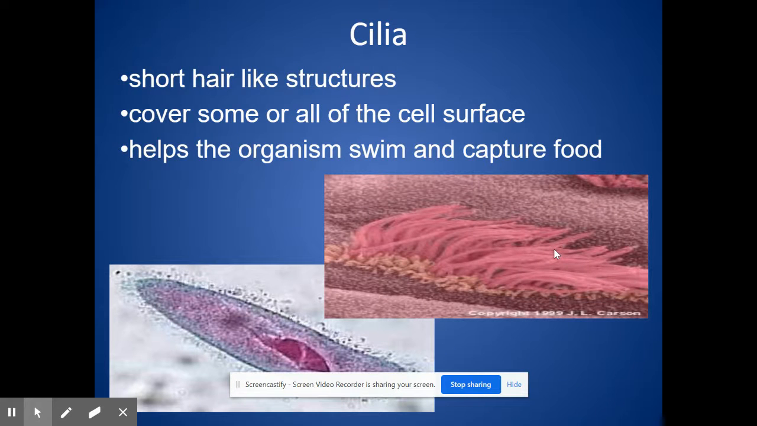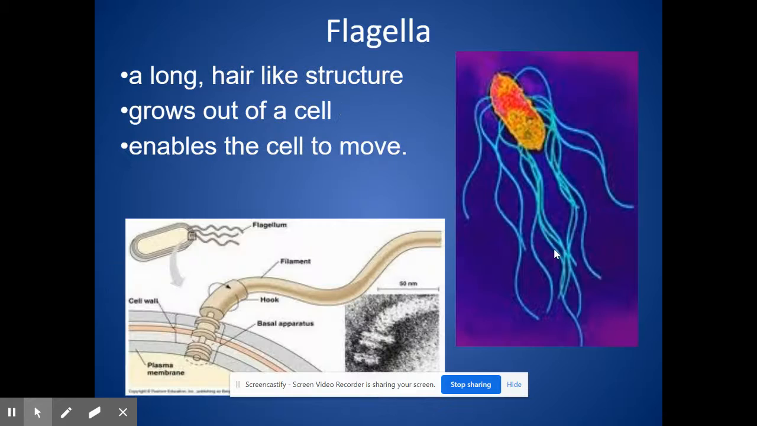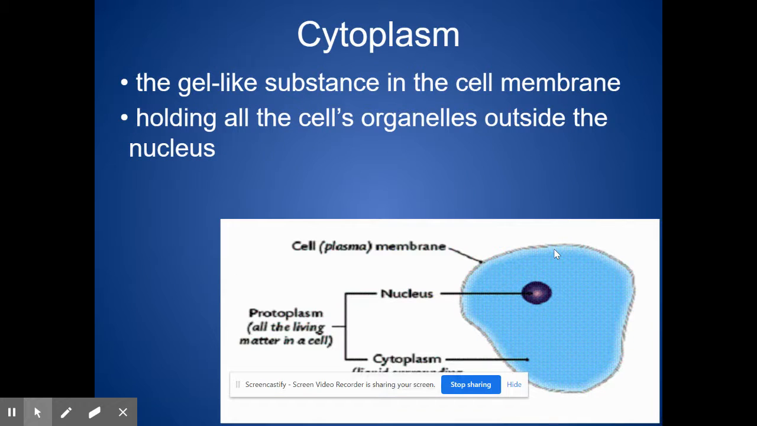Cilia, these are little hair-like substances on the outside of some cell surfaces, and they help the organism swim and capture food. Flagella, these are long whip-like structures that enable the cell to move as well. And cytoplasm, this is a gel-like substance within the cell membrane. So the cell membrane surrounds the cytoplasm. You can think of the cytoplasm as like the jelly inside a donut. It holds all the organelles and keeps them outside of the nucleus.